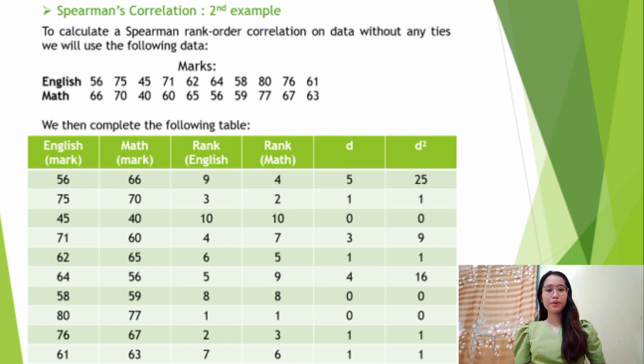The second example of Spearman's correlation. To calculate a Spearman rank order correlation on data without any ties, we will use the following data. Marks of English: 56, 75, 45, 71, 62, 64, 58, 80, 76, 61. Marks of Math: 66, 70, 40, 60, 65, 56, 59, 77, 67, and 63. We then complete the following table, where D equals the difference between ranks and D squared equals the difference squared.